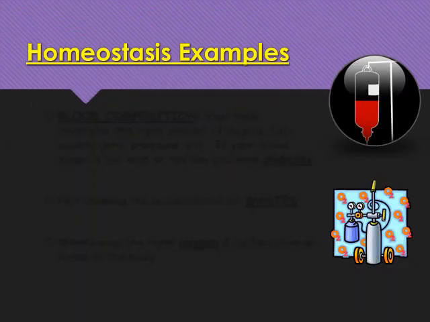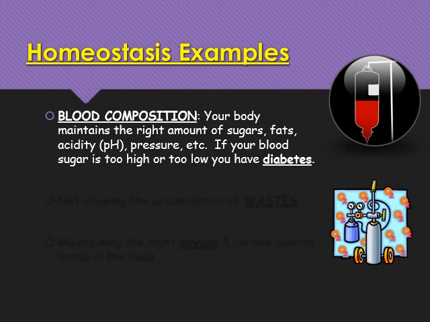More homeostasis examples. One would be your blood composition, meaning what's being carried around in your blood. Your body needs to maintain just exactly the right amount of sugar, of fat, of acidity, which we call pH. Your blood pressure, all of that needs to be maintained at an even level. If your blood sugar is too high or too low, those are both forms of diabetes, which you may know someone who has. You'll hear more on that in a minute.